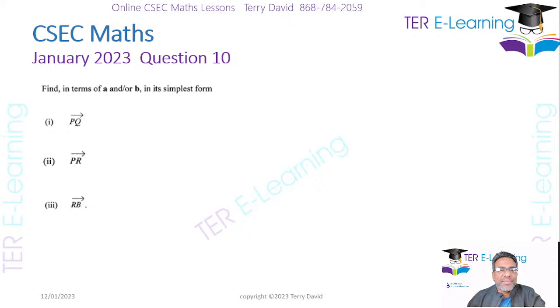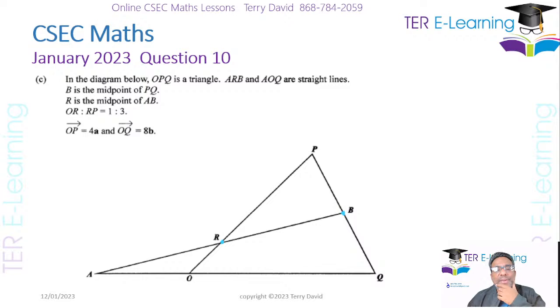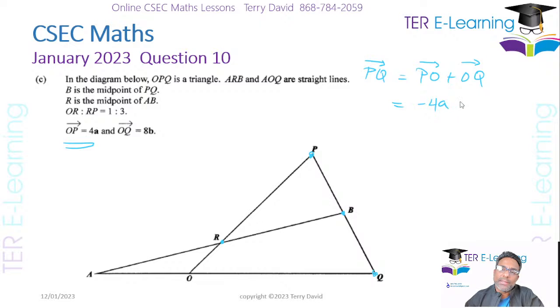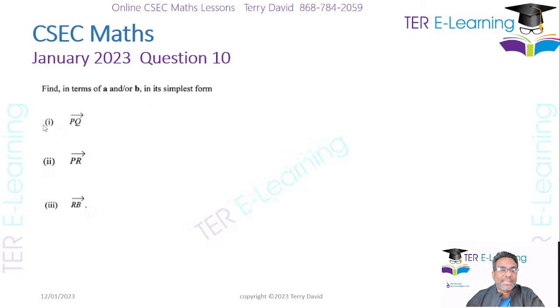Now the first thing that we want to figure out is PQ. So let's look at the diagram. All right, well, that should be easy enough. PQ: you want to start at P and end up at Q. So the route that I'm going to take to get there is PO plus OQ. PO is the reverse of this vector, so it's minus 4A plus OQ, which is 8B. Straightforward enough. So the vector PQ is minus 4A plus 8B. That's it.